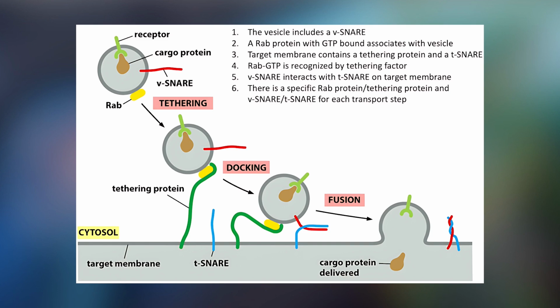Then in order to bring the vesicle very close to the target membrane, because they have to be very close to each other in order to fuse, you've got to expel whatever water exists between them. So that requires special mechanisms to pull them very close. And there are special proteins called snare proteins.